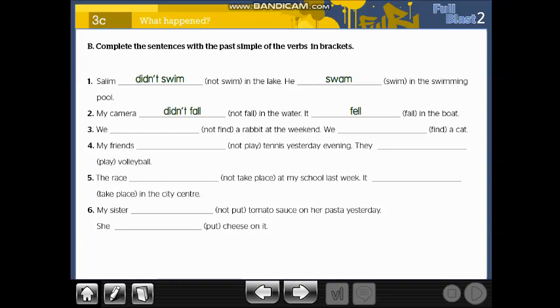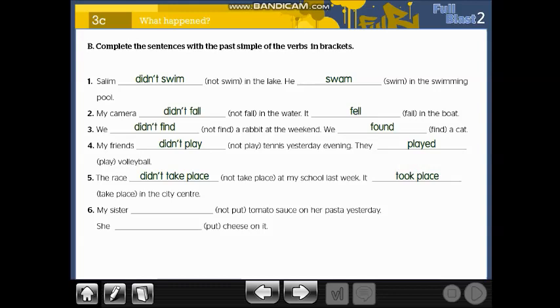We didn't find a rabbit at the weekend. We found a cat. My friends didn't play tennis yesterday. They played volleyball. The race didn't take place at my school last week. It took place.